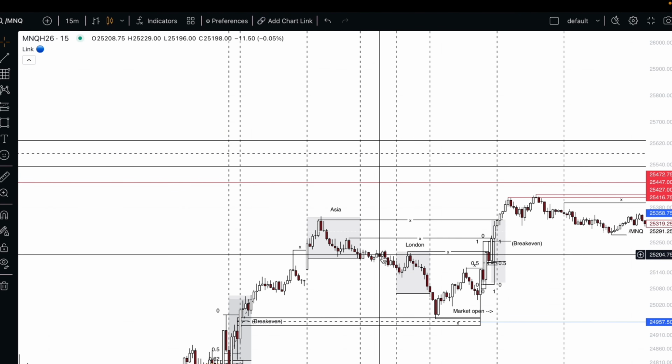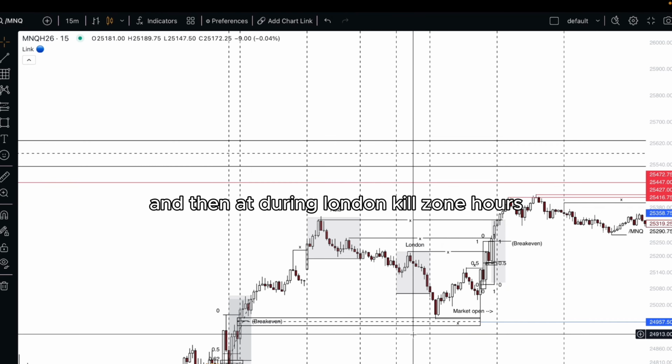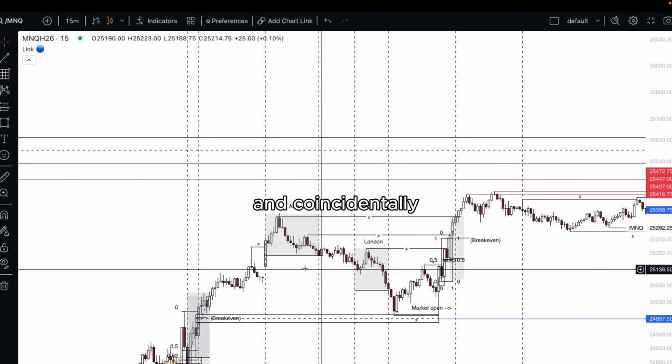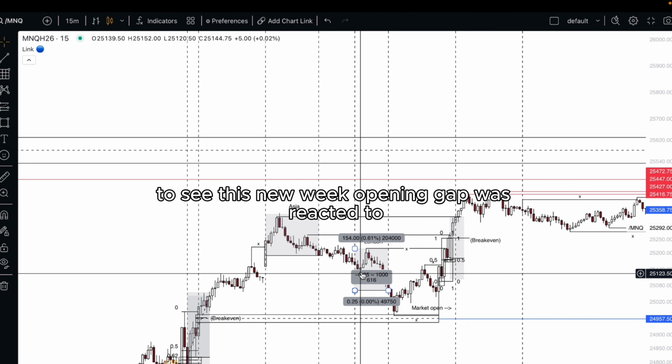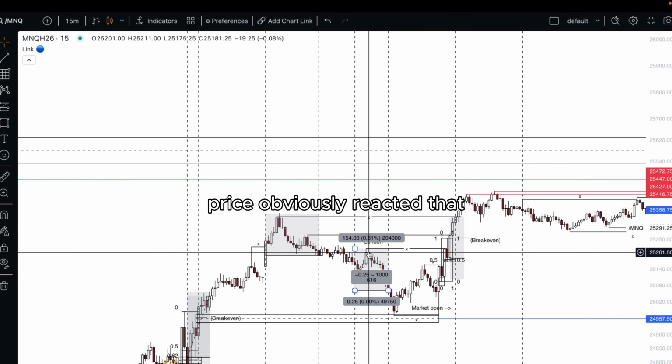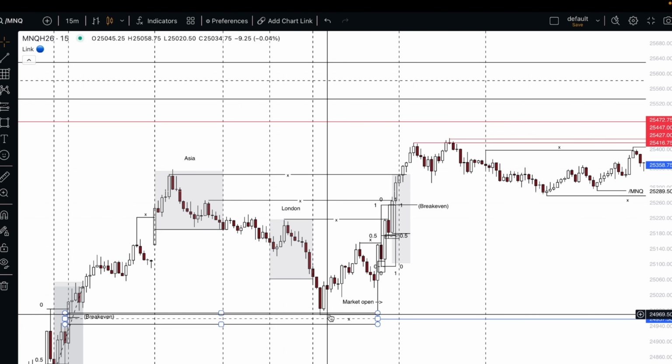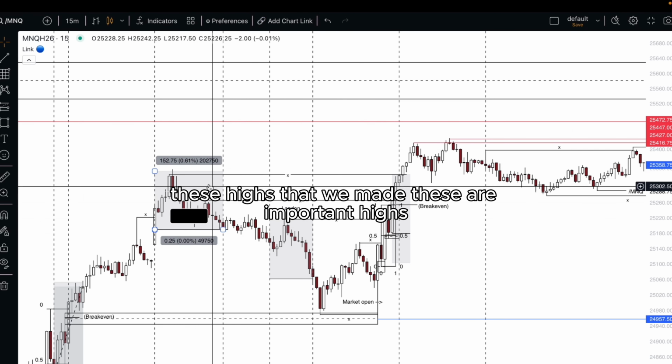During Asia we ran up to these highs, and then we accumulated down lower, taking out Asia lows. Then during London kill zone hours, price action went up a bit, and then took out these lows, and coincidentally this new week opening gap was reacted to, and we tapped into the weekly opening gap. Price obviously reacted to that, and then came down lower to this fair value gap from my last trade. And so we reacted off that imbalance, and these highs that we made are important highs.